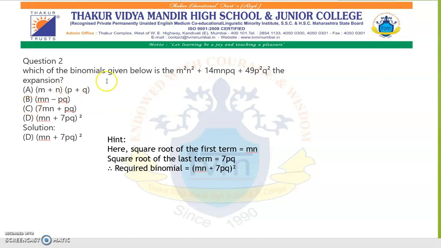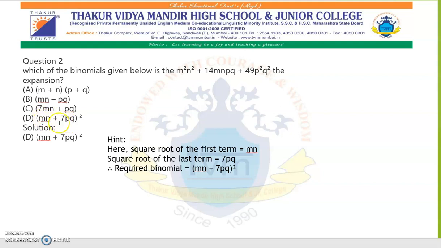Now, question 2. Which of the following binomials have the expansion m square n square plus 14mn pq plus 49p square q square? See, here the expansion is given. From the given options, you have to find out whose expansion this is. So first we will check from the options given. When we find this expansion, we will not get this. Then we check for this. Like this we will check for each option.